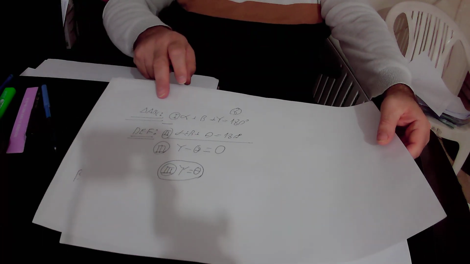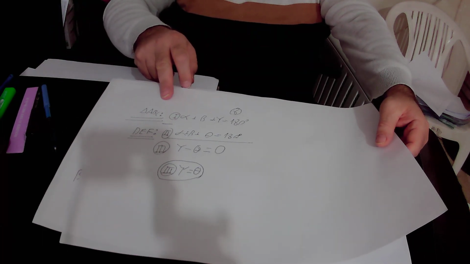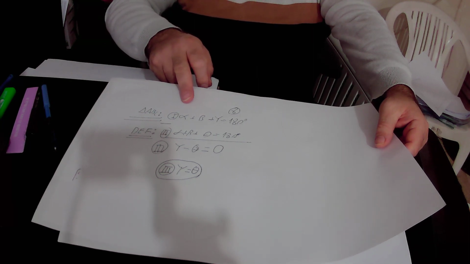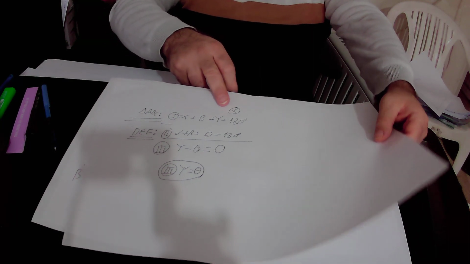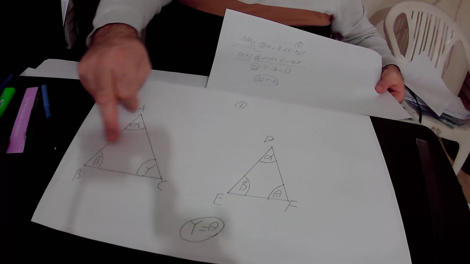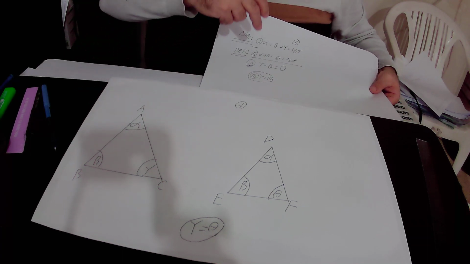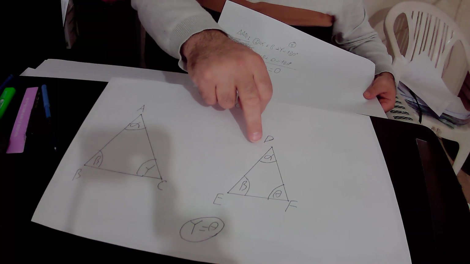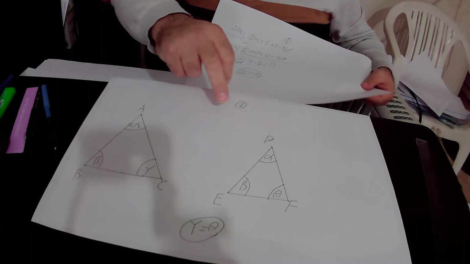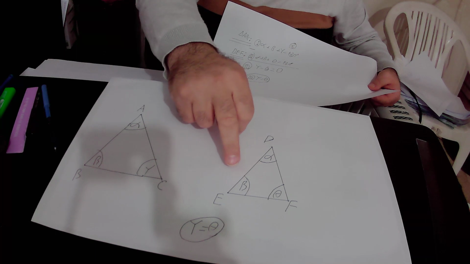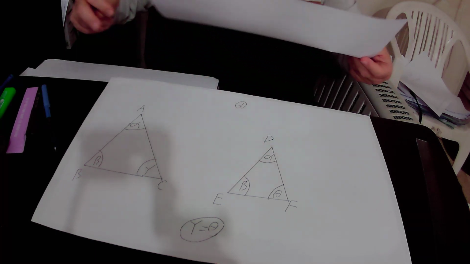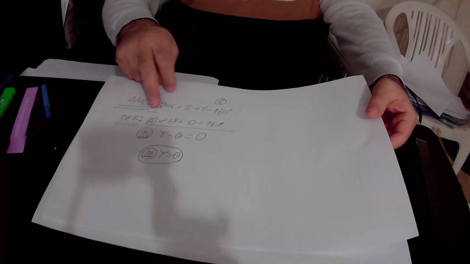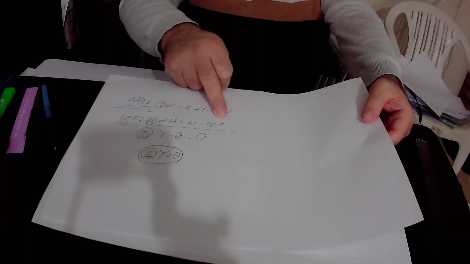So the sum of the angles in triangle ABC equals 180 degrees. That is to say, alpha plus beta plus gamma equals 180 degrees. Likewise, in triangle DEF, the sum of its angles equals 180 degrees. That is to say, alpha plus beta plus theta equals 180 degrees.